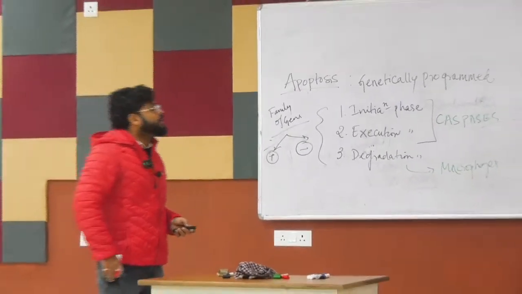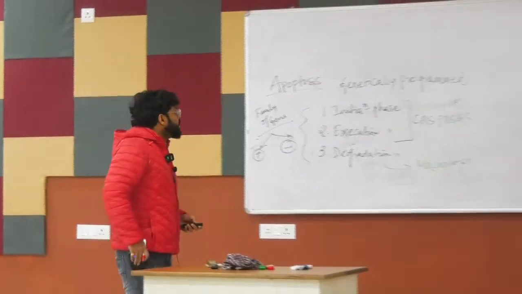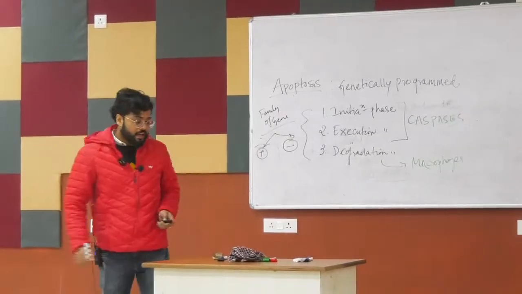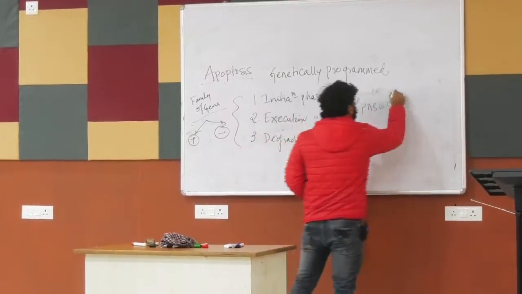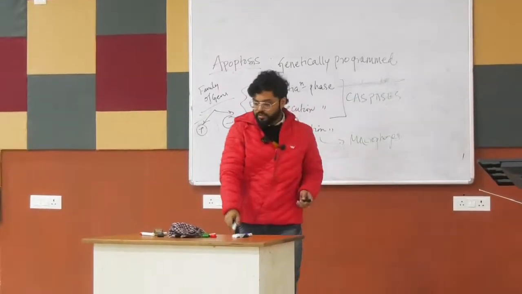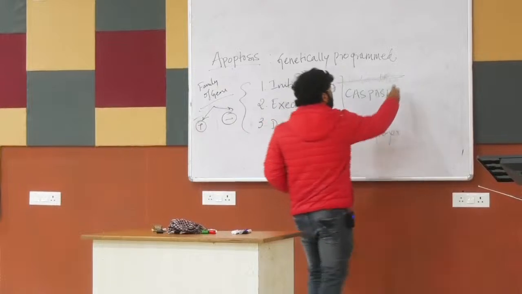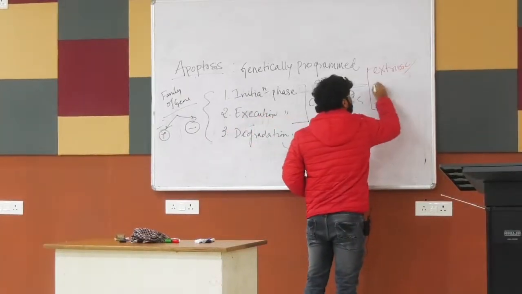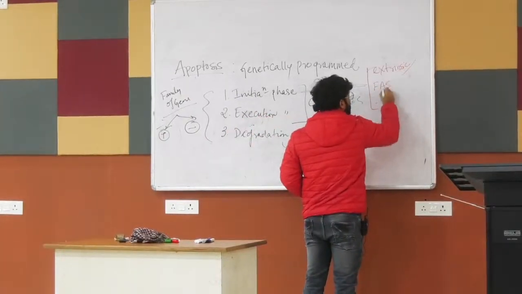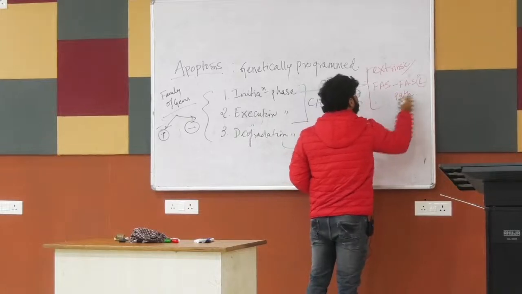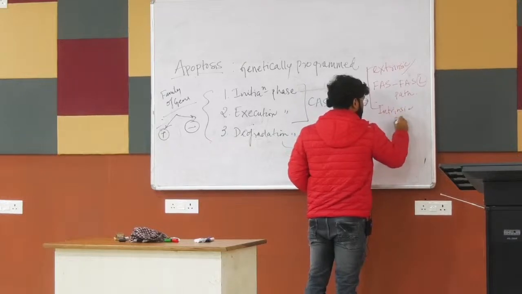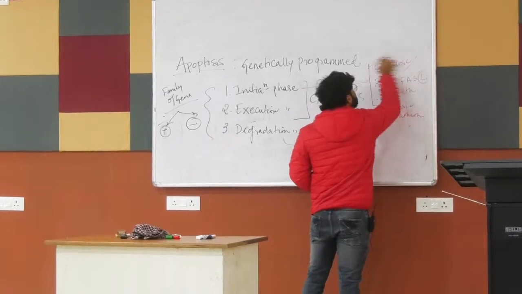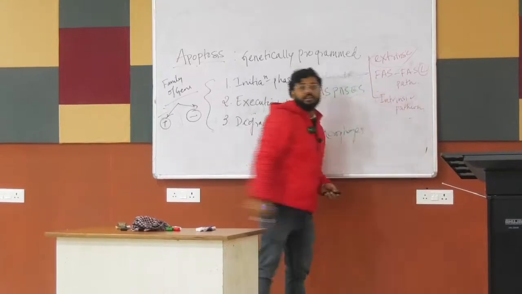So how does the initiation of apoptosis occur? There are two pathways by which apoptosis can start. Either the extrinsic pathway, whose other name is the Fas ligand pathway, or the intrinsic pathway. Why is it called extrinsic? Why is it called intrinsic?